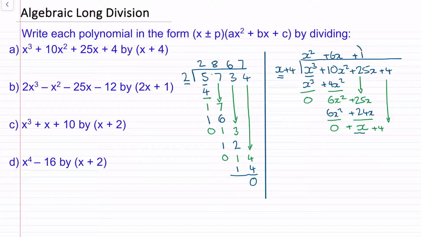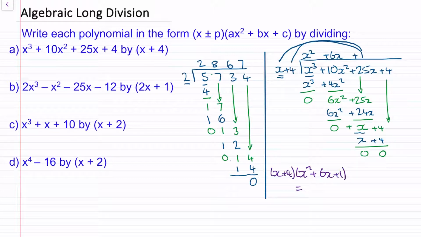So now we'll multiply out by this 1. We get x, and then plus 4. And we can see the difference between these two terms is 0. So we can write this as x plus 4, lots of x squared plus 6x plus 1, is equal to our cubic x cubed plus 10x squared plus 25x plus 4.